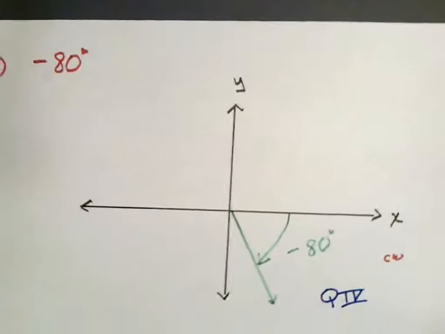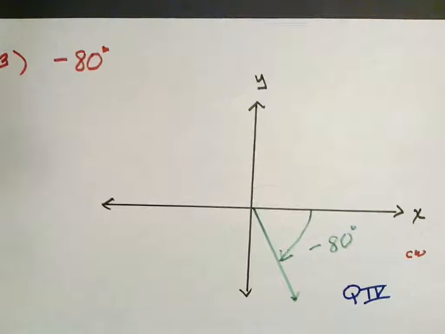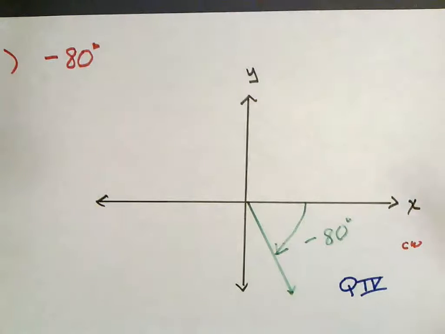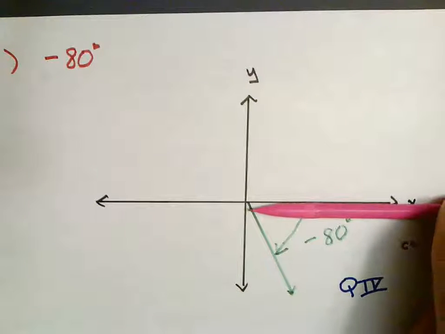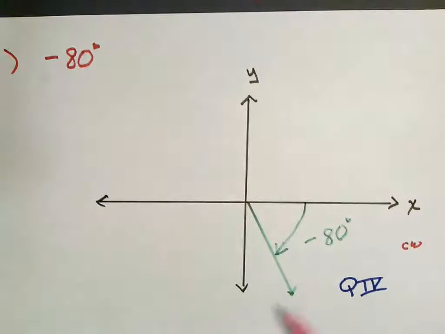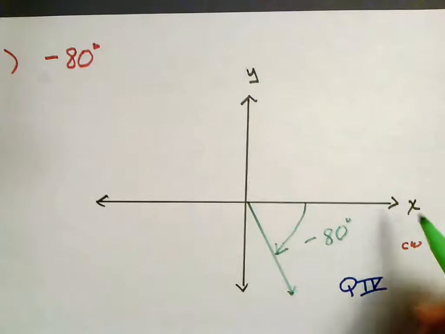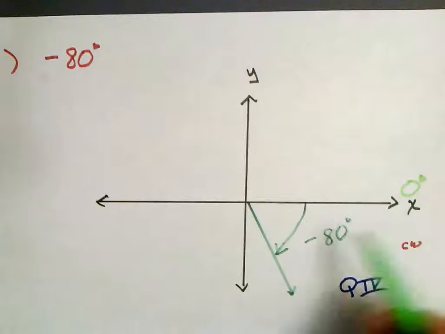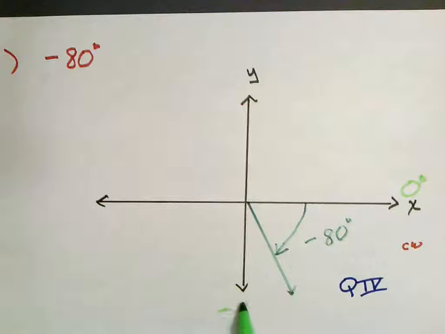Let's look at another example. Here we're going to have a negative 80 degrees. And we're going to start on the positive x-axis. But since it's negative, we're going clockwise. And remember, we started out with 0 degrees. Then we go like this. This is negative 90 degrees. So you see a negative 80 degrees is between 0 degrees and negative 90 degrees. So a negative 80 degrees terminates in quadrant 4.